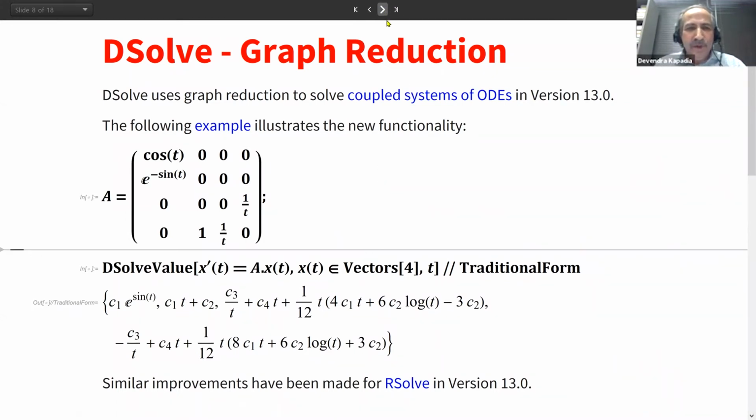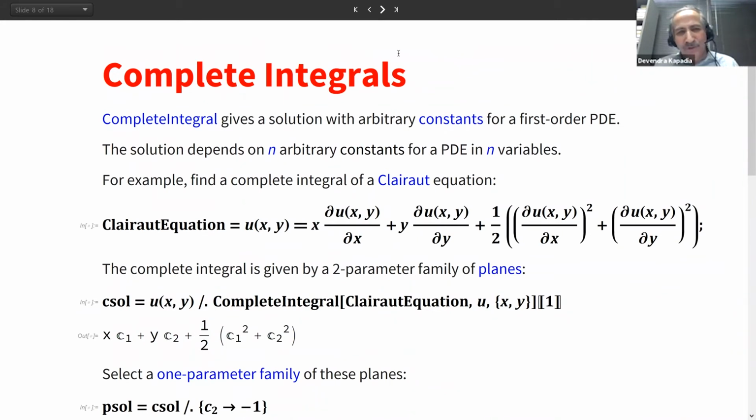Okay, then moving on to partial differential equations. So we have a new function called complete integral, which actually gives solutions with arbitrary constants for a first order PDE. Now, when you solve a first order PDE, you typically expect to have arbitrary functions. Think about it, if you have a function of 2 variables, and you put the partial derivative with respect to y equal to 0, then any function of x will satisfy the equation. So in fact, you usually have arbitrary functions, but now you can use arbitrary constants.